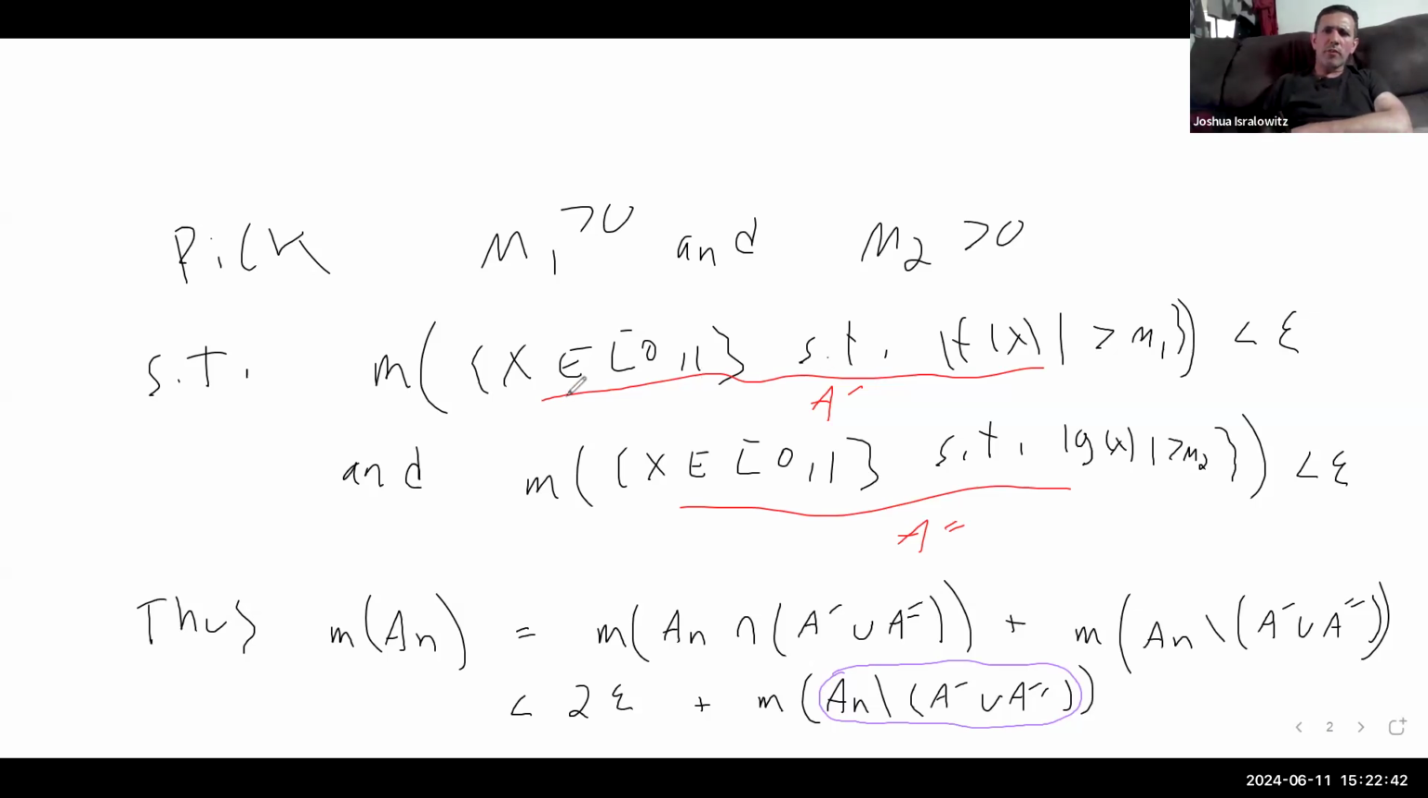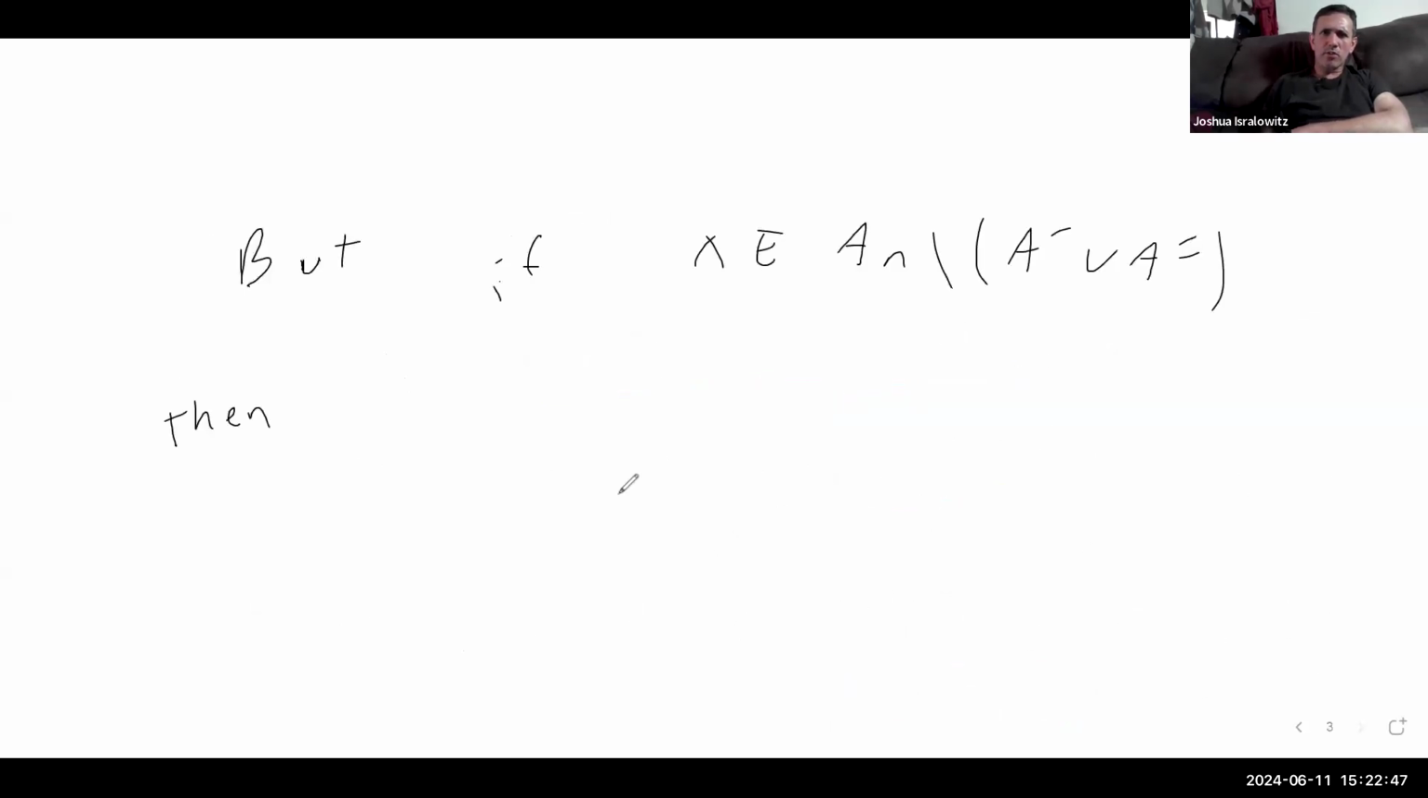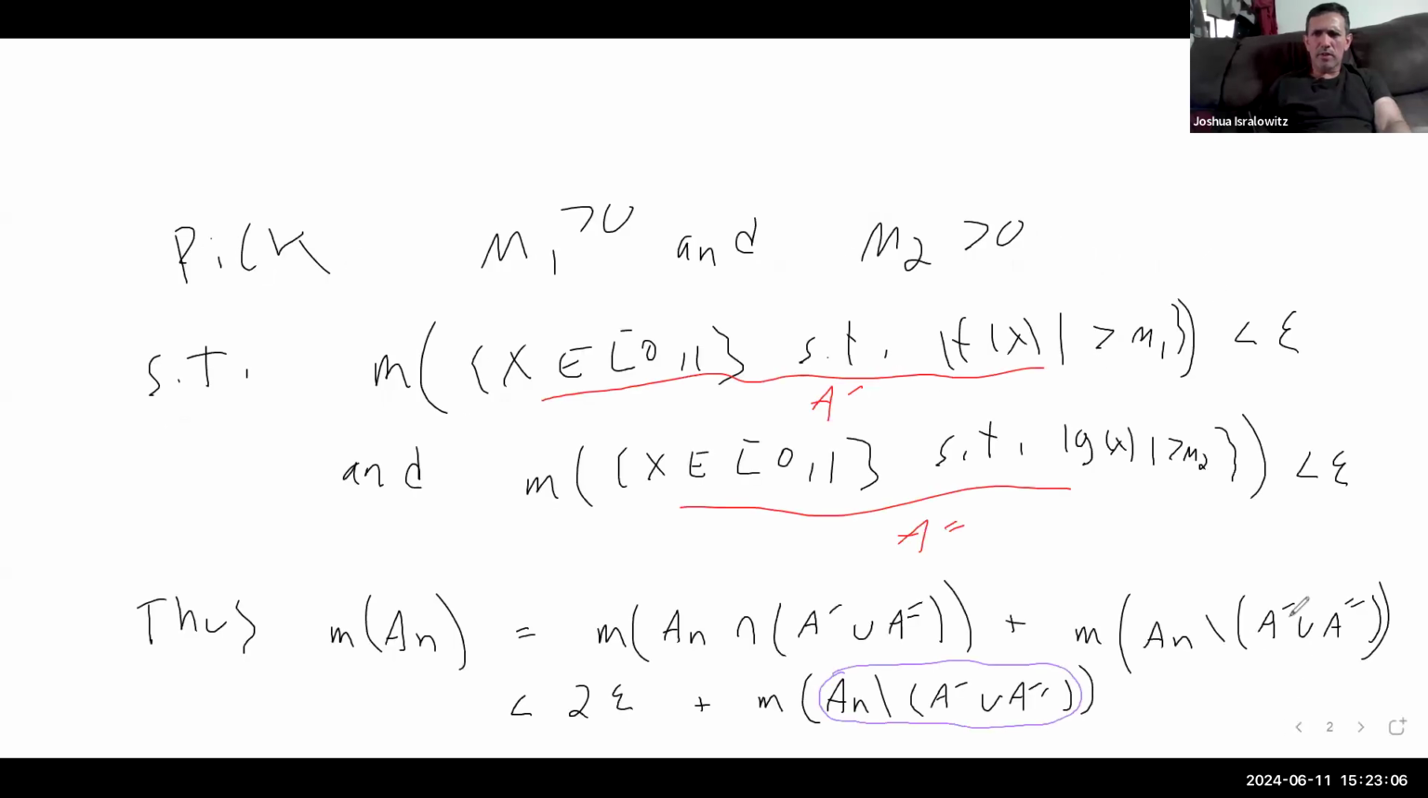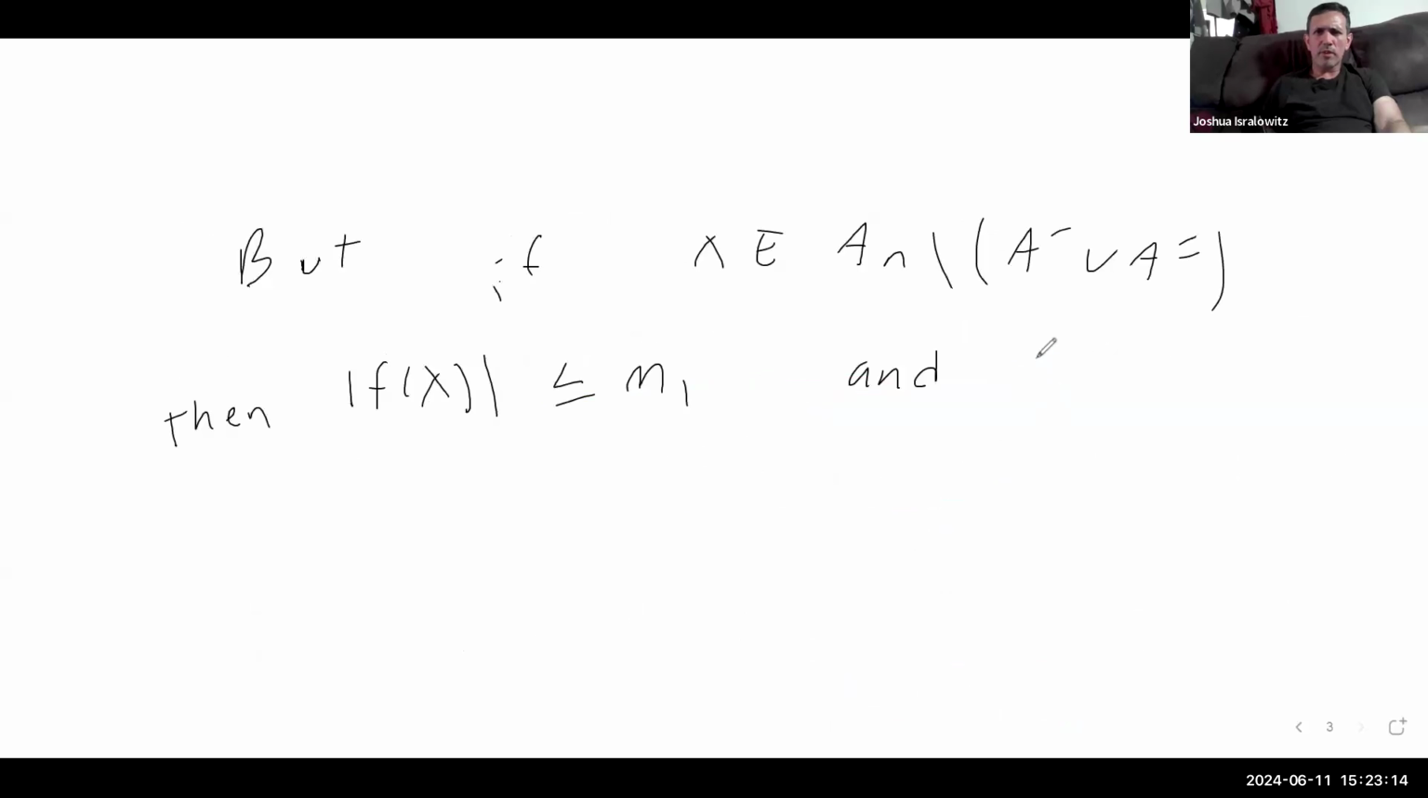Well, we're away from both of it, so x is not in A1 prime. So this is true. And we're not in A prime prime, so we're not in this set. So this is less than or equal to M2.